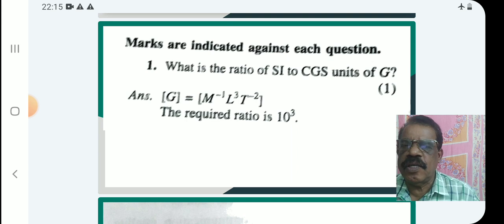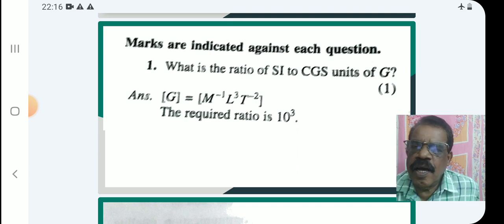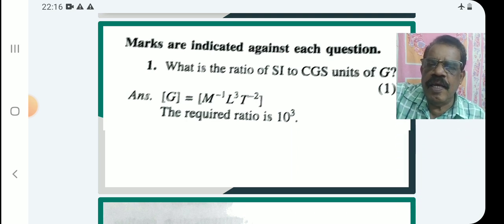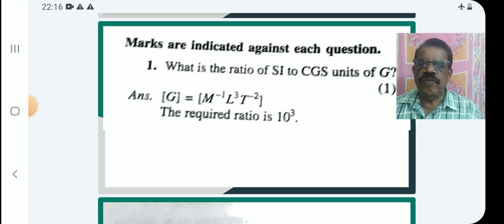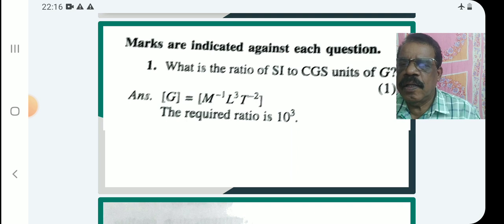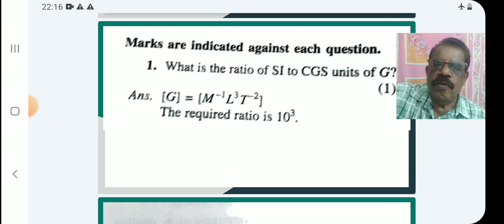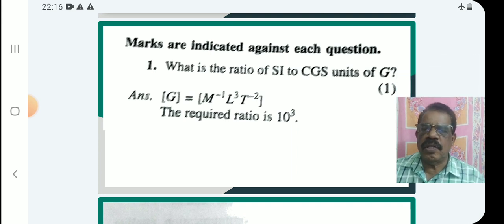Question number 1. What is the ratio of SI to CGS units of G? G is universal gravitational constant, and what is the relation? What is the ratio between SI and CGS unit of G? The dimension of G is M to the power minus 1, L cubed, T to the power minus 2. So when we calculate the ratio, we get 10 cubed. We get a ratio equal to 10 cubed.